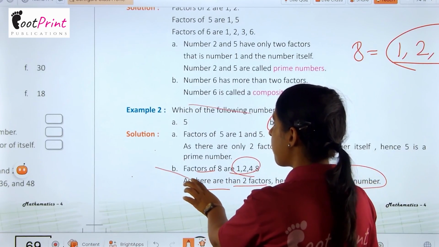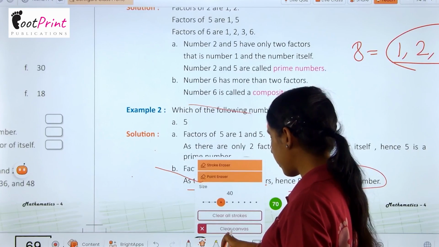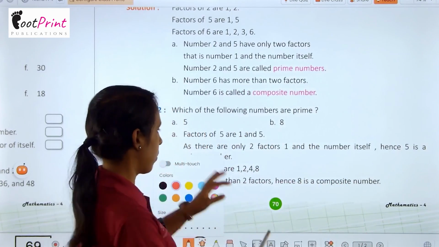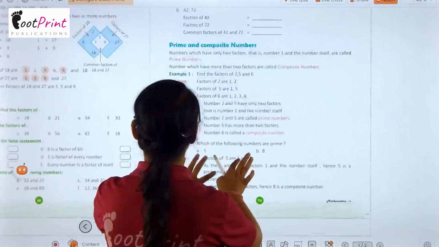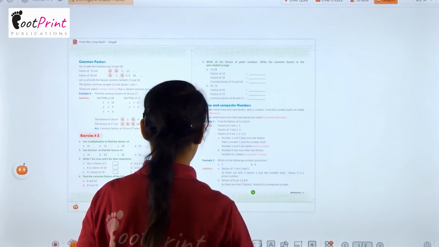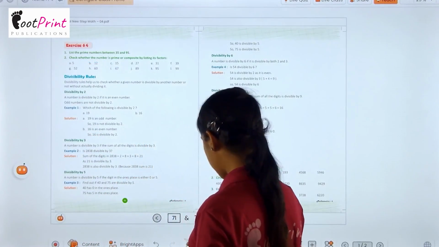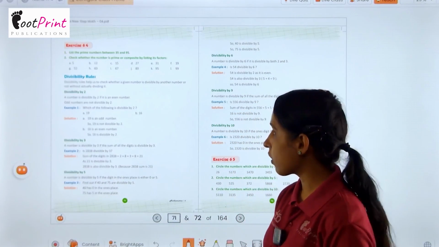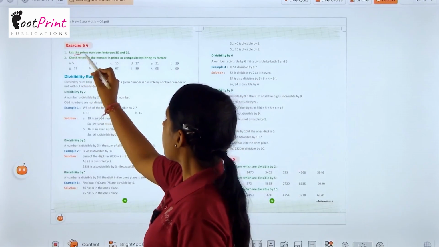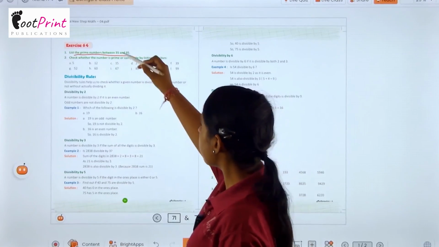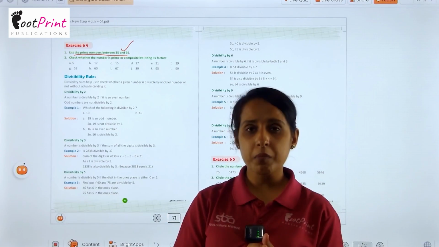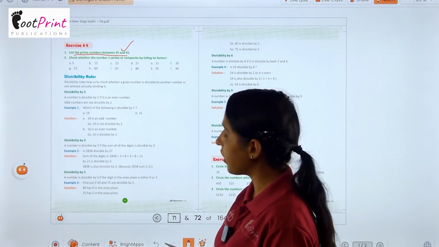ठीक है, तो प्राइम नंबर कौन से होते हैं? जिसके 2 फैक्टर होते हैं, और कंपोजिट नंबर जिसके 2 से ज्यादा फैक्टर्स होते हैं. ठीक है. So now we will move to the next, exercise number 6.4. List the prime numbers between 35 and 95. So here we have to list the numbers that come between 35 and 95.